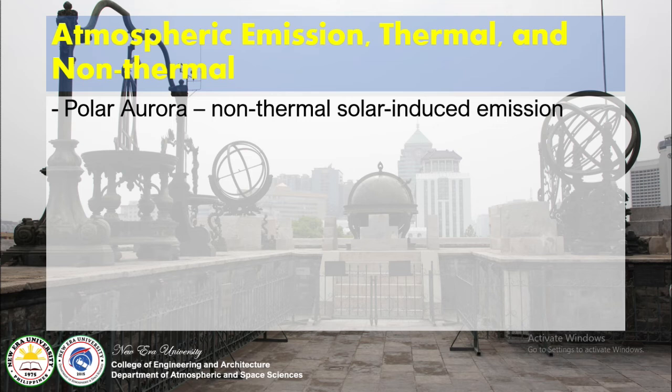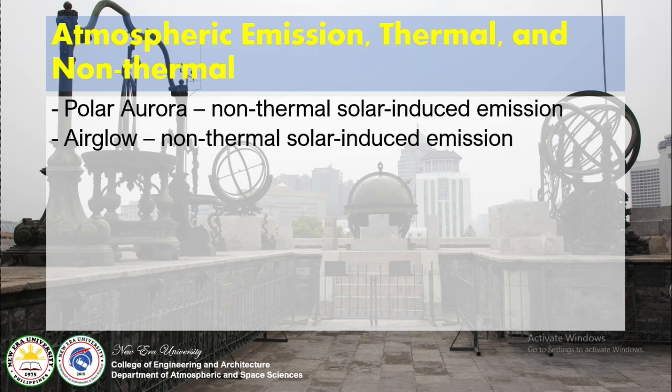As you may know, we have two types of aurora: the aurora borealis, in the northern hemisphere on the northern pole, and the aurora australis, which is at the south pole. Okay, so then we also have airglow.